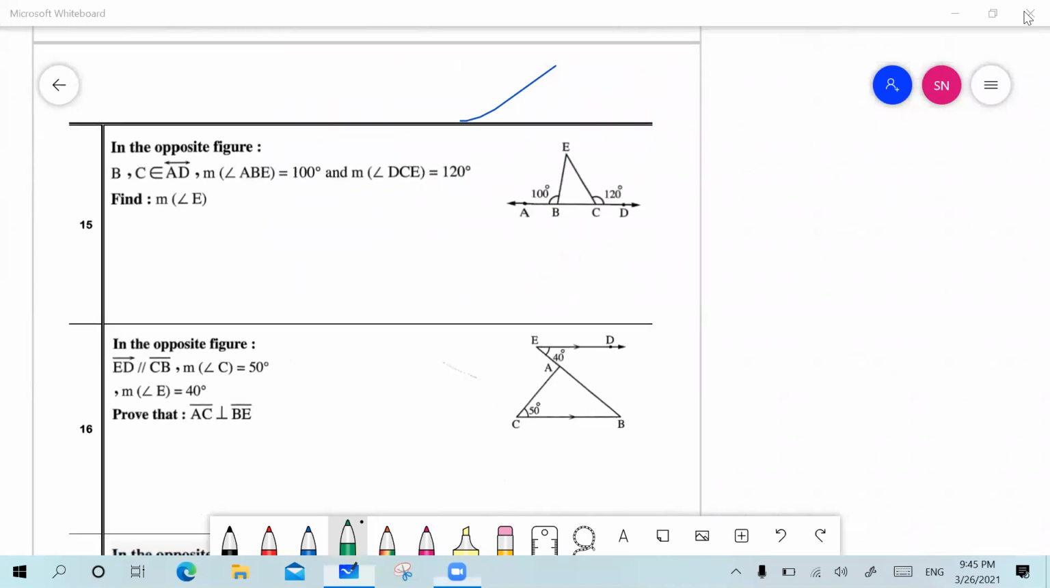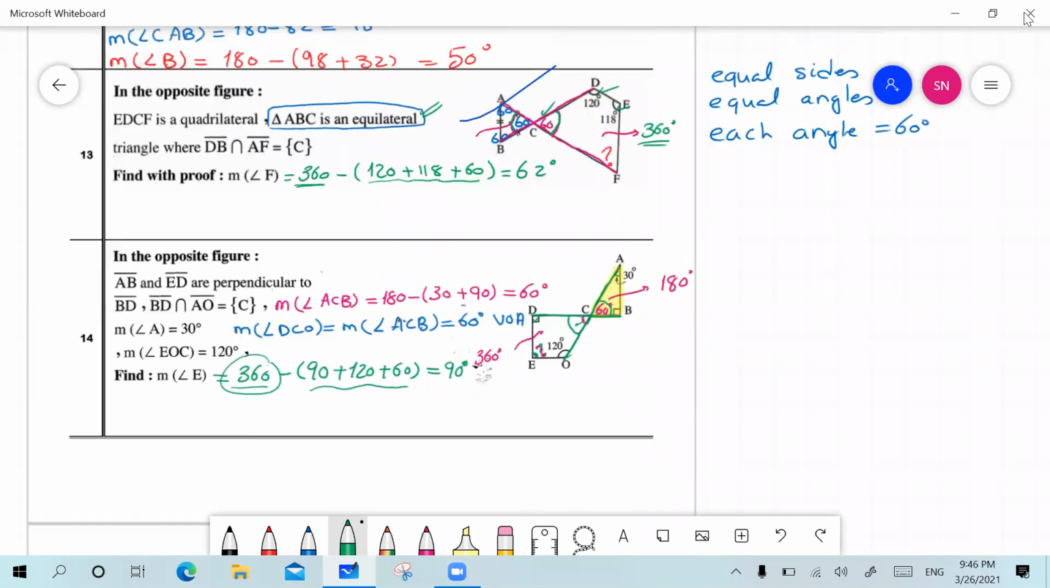Again, I'm going to lower hands and ask if anyone has a question, please raise your hand or write in the chat. Leila: Miss, can you explain number 14 again? I didn't understand it very well. Number 14.